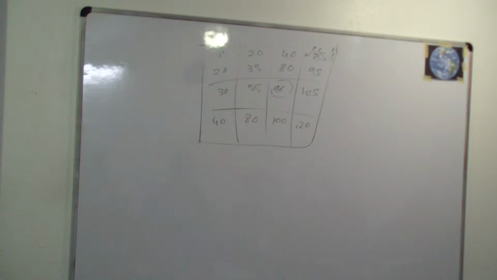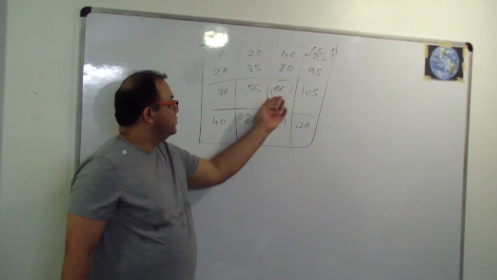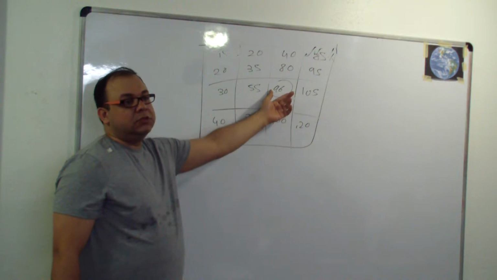Every time the value is greater, you go down. Now, 95 from 96: 96 is greater than 95, so you go more down. Now you see 105. 105 is greater than 96, so you come left.